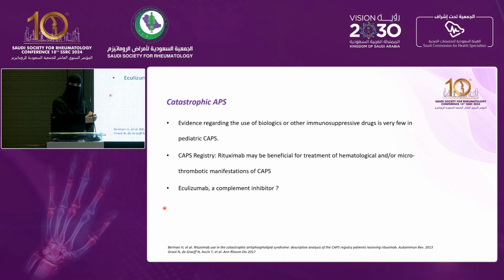However, the SHARE initiative recommends that if the patient has catastrophic antiphospholipid syndrome and did not respond to a combination treatment, rituximab can be considered. Other medications like eculizumab, a complement inhibitor, are still under study for the pediatric age group. In adults they are using it, but in pediatrics it's still under study, and there is no clear, strong evidence about the benefit of this medication.